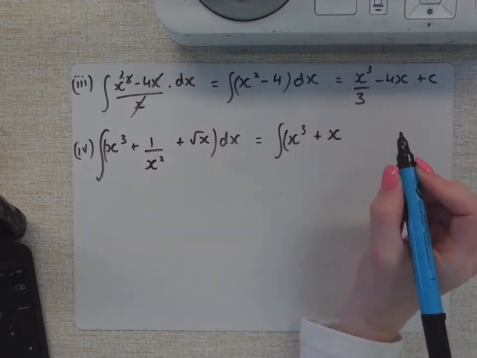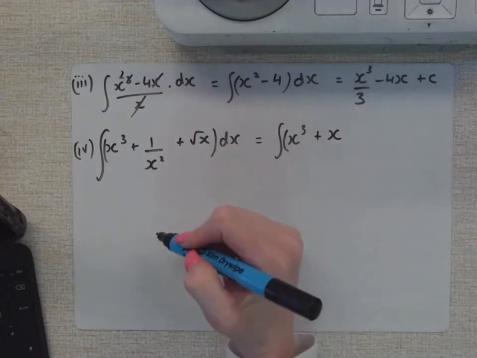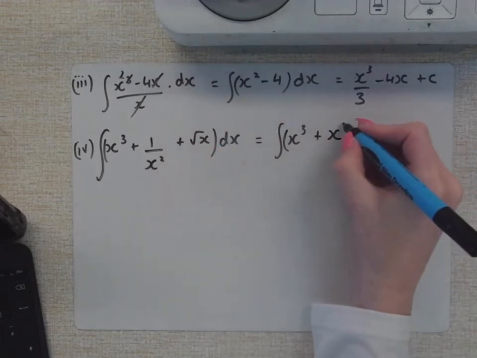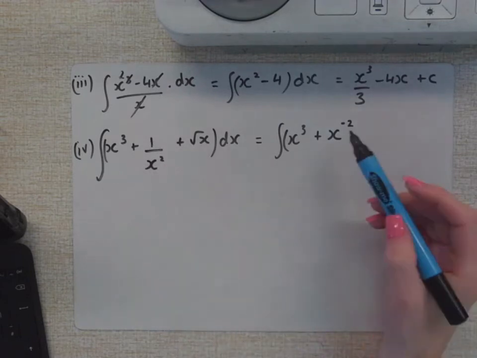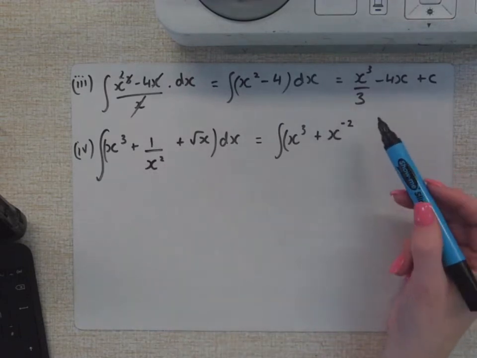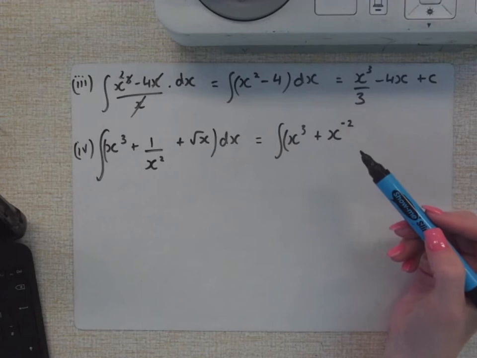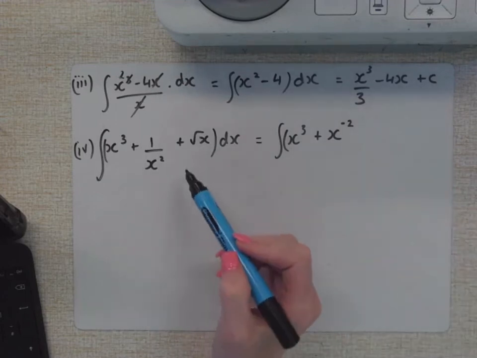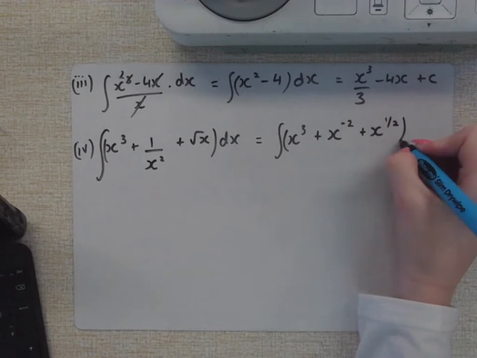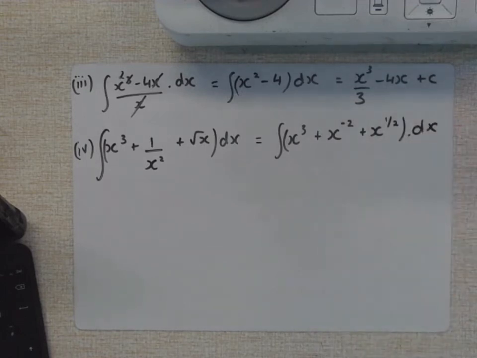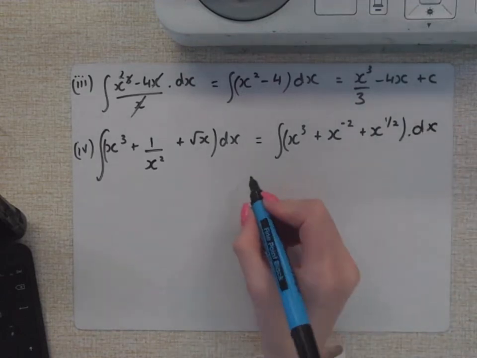The power changes to a minus, yeah. So 1 over x squared becomes x to the power of minus 2. Now if it was 2 over x squared, it would be 2x to the minus 2. It's just the power of the x that changes its sign. And what about root x? x to the power of a half, lovely. So now that's much easier to deal with.